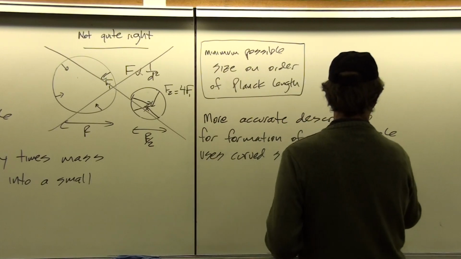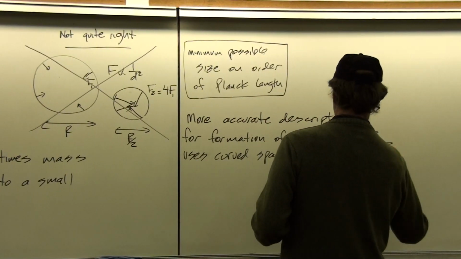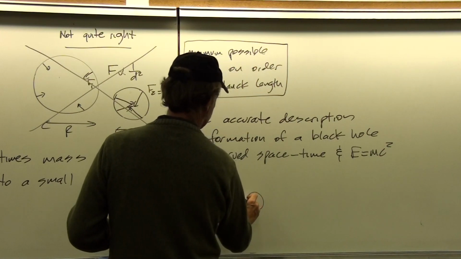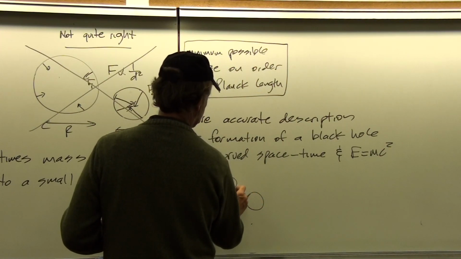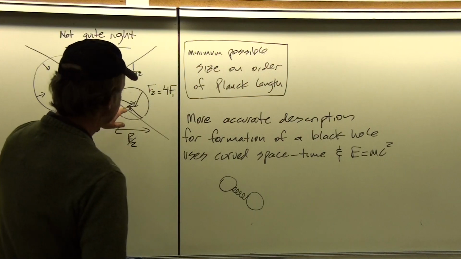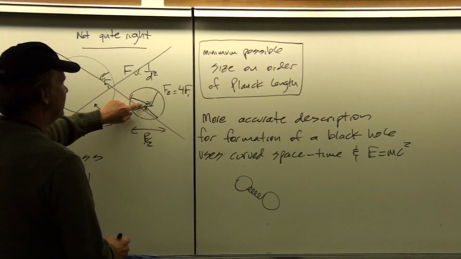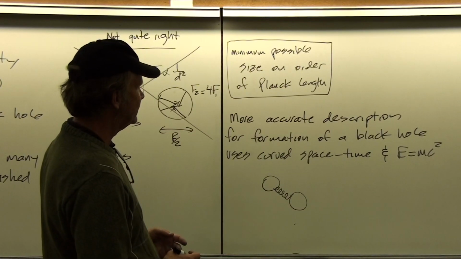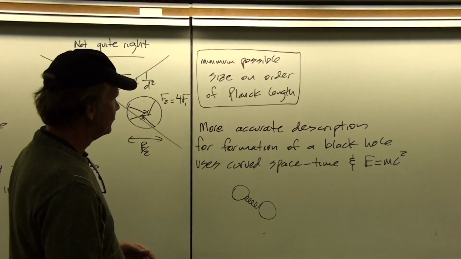And E equals mc squared. So let's imagine then that we've got two masses. Just for the moment, we'll look at the interactions between two masses. And instead of using the inverse square law, we're going to use this more accurate approach that uses curved space-time and E equals mc squared.